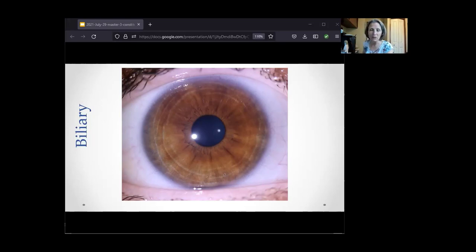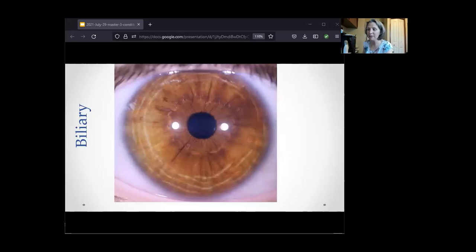All right. So here we have another good biliary example. Often this will look like a light brown, but what you're really looking for, or very gold, is you're going to get really super close and you're going to see that there are fibers.